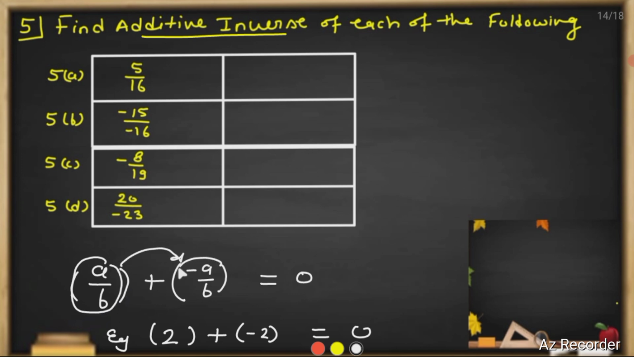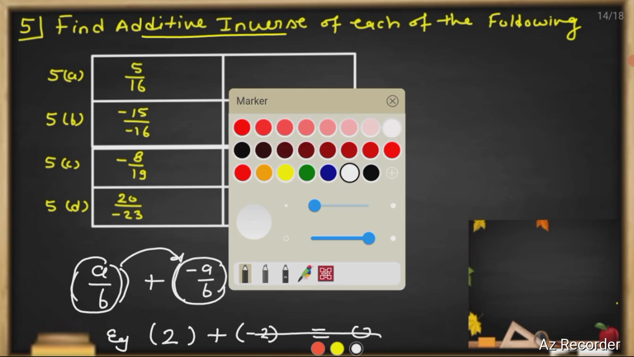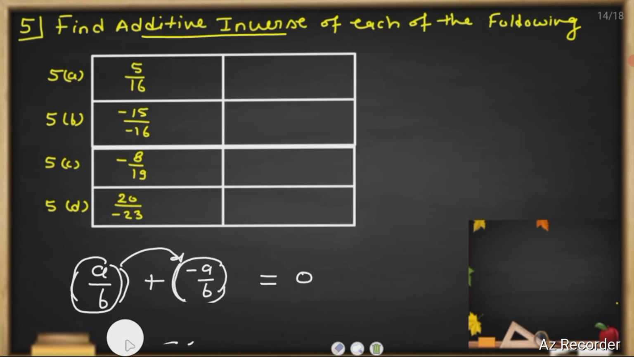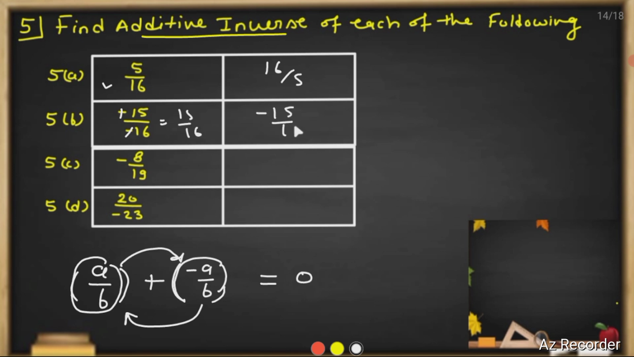And what is the additive inverse of negative a upon b? So my dear students, you can say that the additive inverse of a negative number is positive a upon b. Here this is a positive number. What is the additive inverse of this? So the additive inverse is 16 upon 5. Here this negative sign cuts this negative sign, so it will be 15 upon 16. So the additive inverse is negative 15 upon 16.